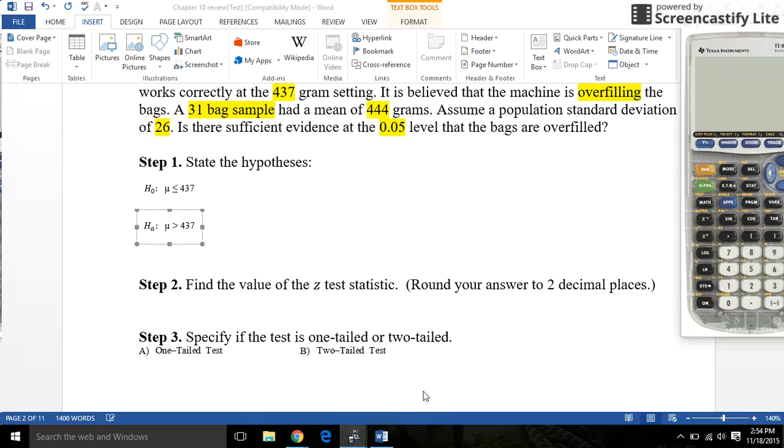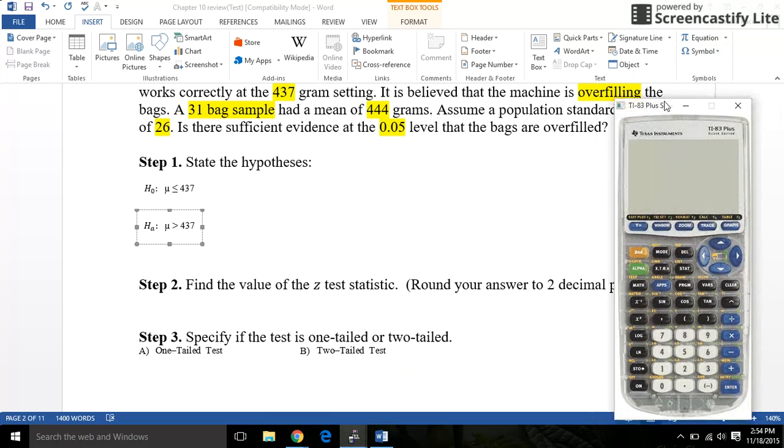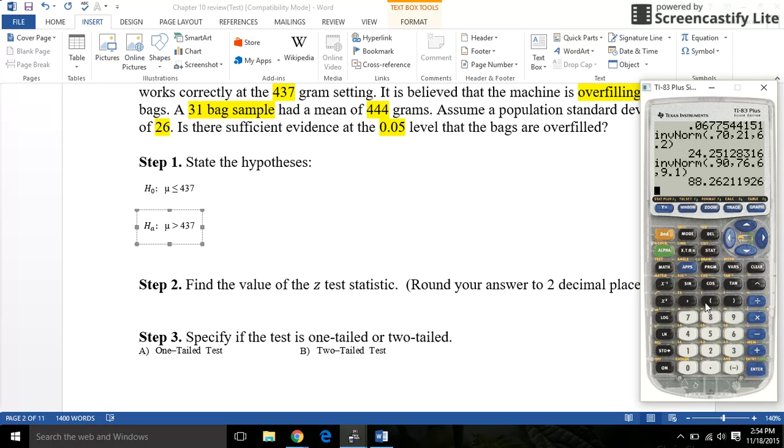Okay, so I'm going to bring up my calculator, and this is where this comes in handy. All right, I'm going to turn it on, and I'm going to go to stats. I'm going to go over to test, and I'm going to hit enter because I want a Z-test. I'm not putting in data, so I'm going to hit stats and hit enter. My population mean is 437. And that's the one that I used in my hypothesis, so that's what's important. My population standard deviation is 26, and I get that from the problem. My sample mean is 444, and my sample size is 31.